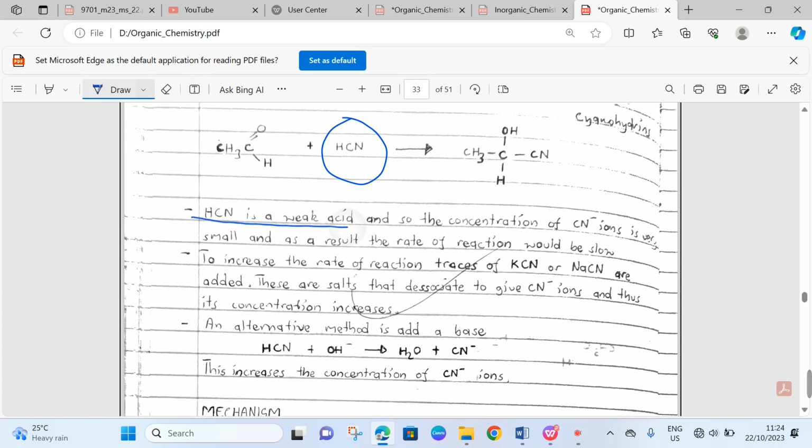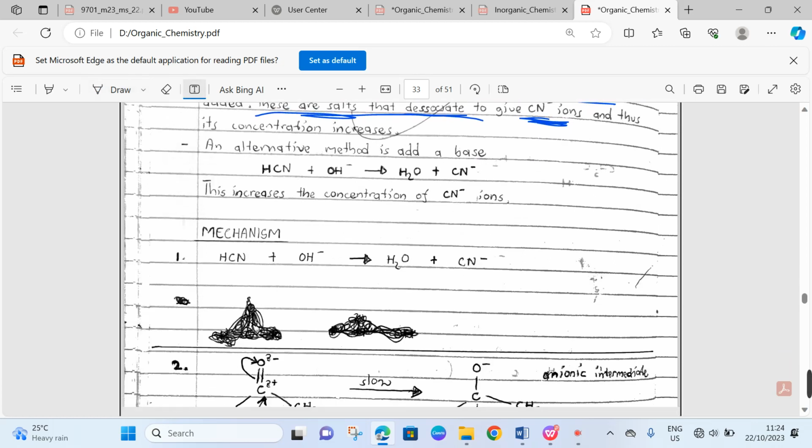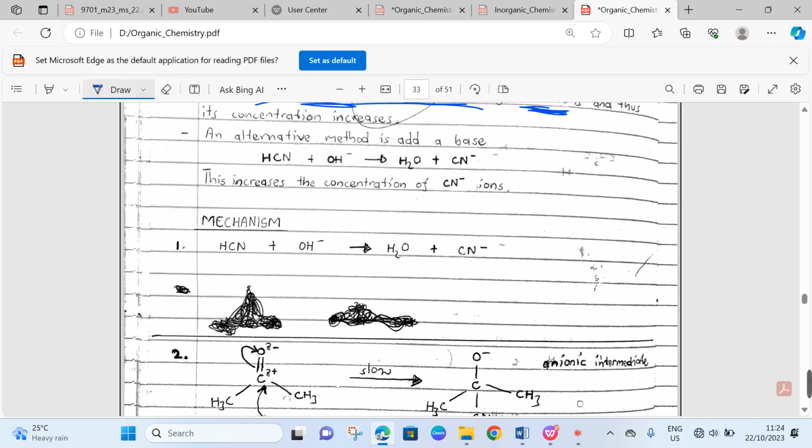So HCN is a weak acid. So the concentration of cyanide ions is very small. As a result, the rate of the reaction will be very slow. So what do we do? We try to increase the concentration of cyanide ions by adding traces of KCN or sodium cyanide. These are salts that dissociate to give a higher concentration of cyanide ions. There's another alternative method as well, which is the most common as far as your exams are concerned, whereby you add a base to your HCN, producing your H2O and your nucleophile, the cyanide ion. This increases the concentration of cyanide ions.